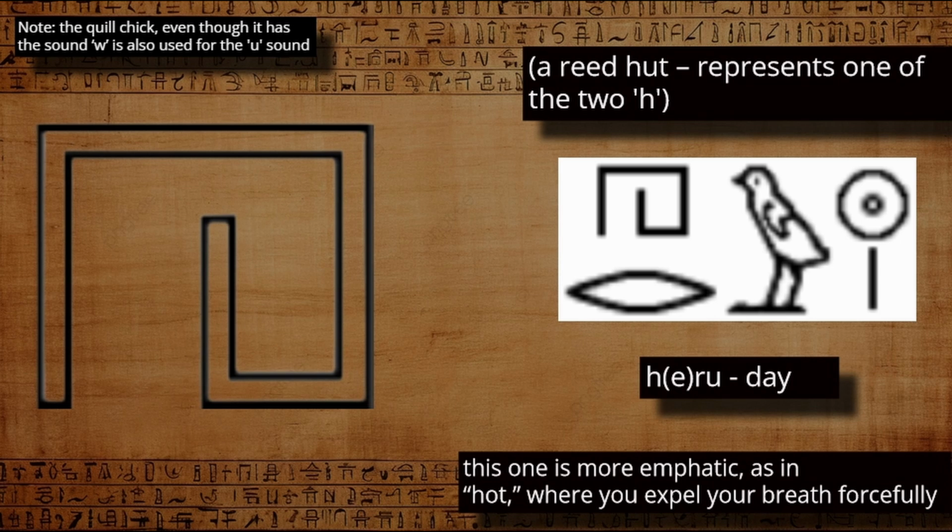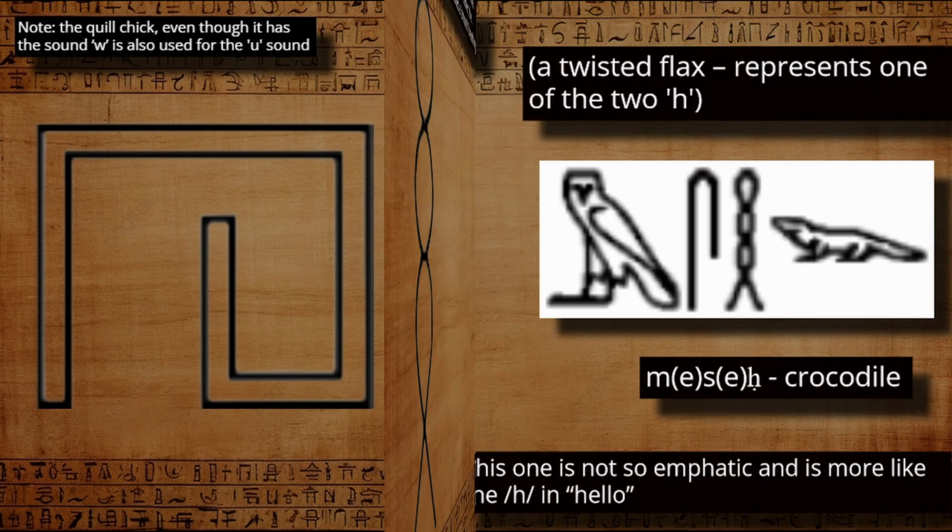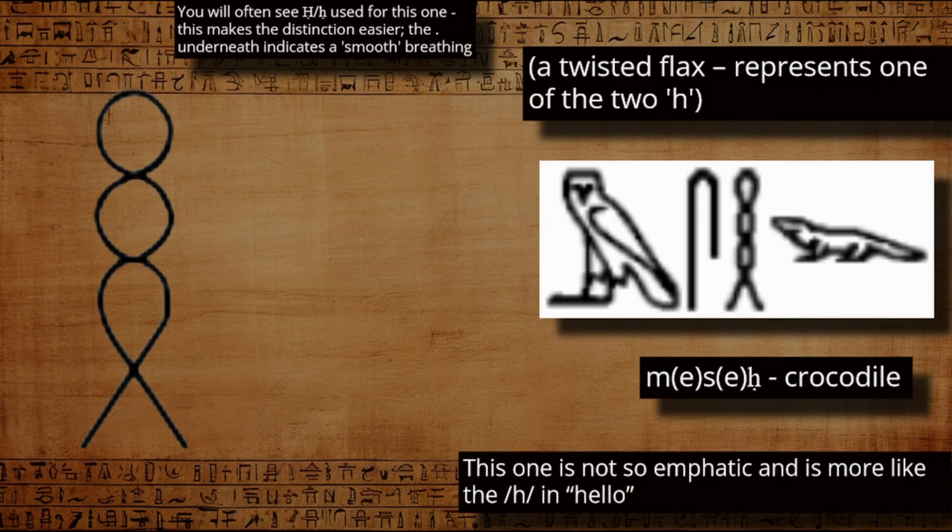They are essential clues. Now, this H sound has a rougher breath to it. It is almost like the initial sound in hot. It's all about expelling the breath forcefully. And enter the next H sound, represented by a twisted flax. Notice the dot under the H? That's a marker for smoother breathing, more like the H in hello. Again, apologies for the image quality here.